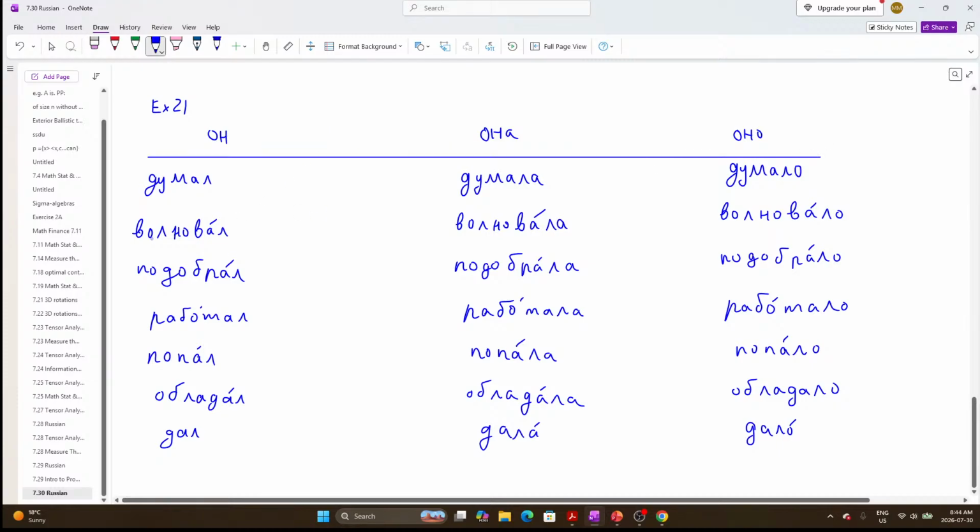So do it one more time. Думал, думала, думало. Волновал, волновала, волновало. Подобрал, подобрала, подобрало. Работал, работала, работало.